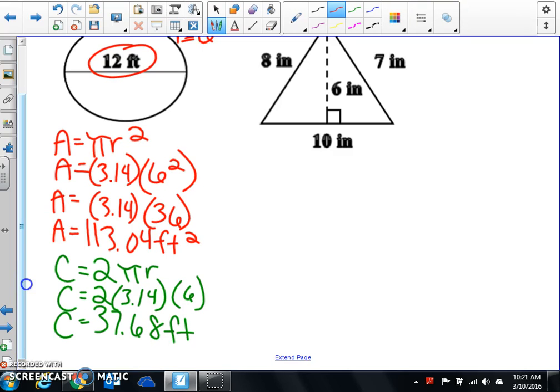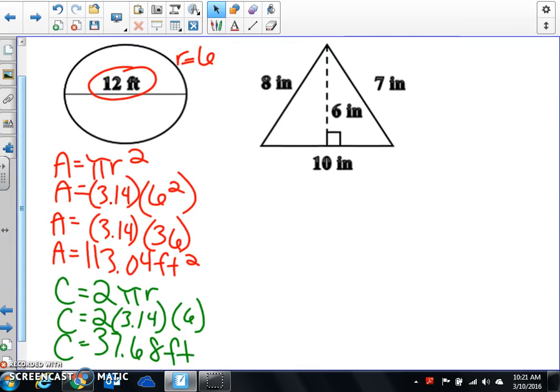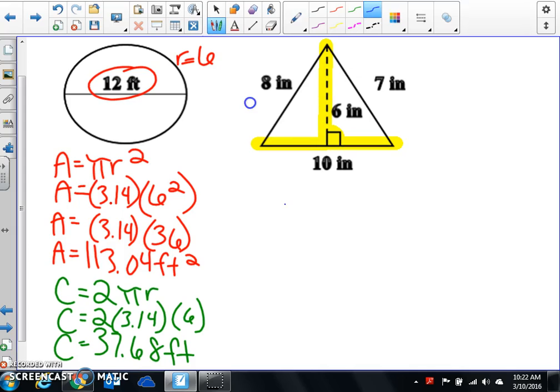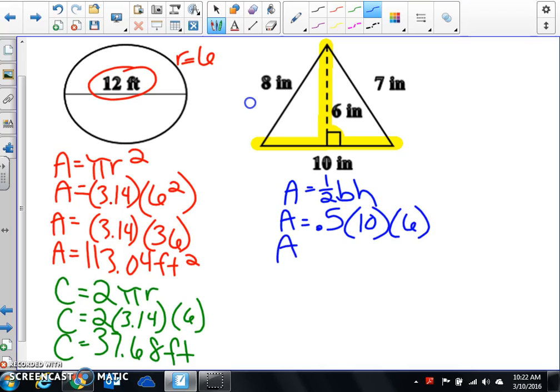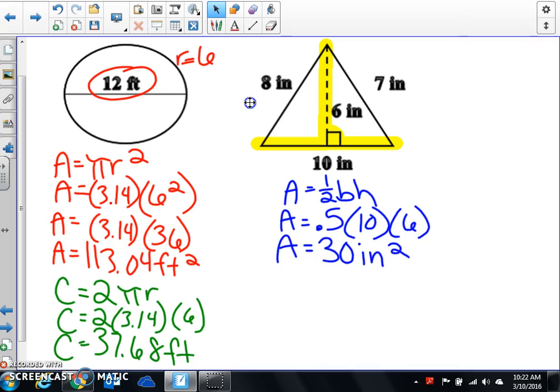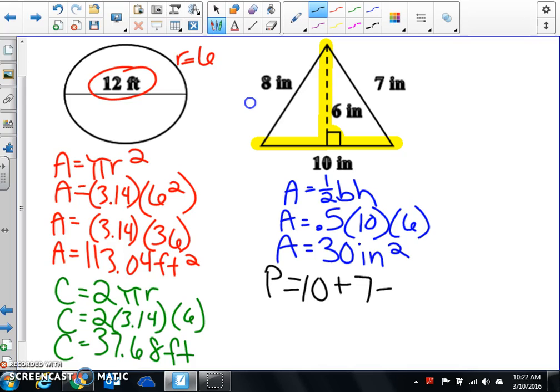Over here, the first thing that you should look for is that right angle, because that's going to be the height and the base. So area equals 1/2 base times height. Area equals 0.5. My base is 10. My height is 6. So area equals 30 inches squared. The perimeter, you just add up all the sides. So 10 plus 7 plus 8 gives us 25 inches.